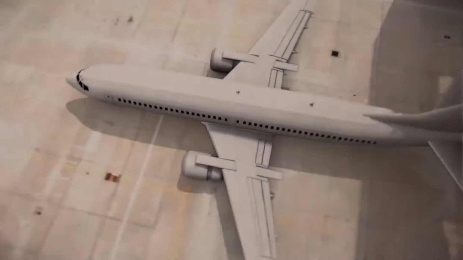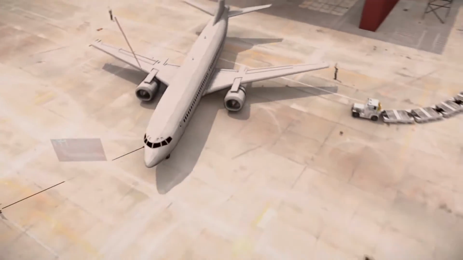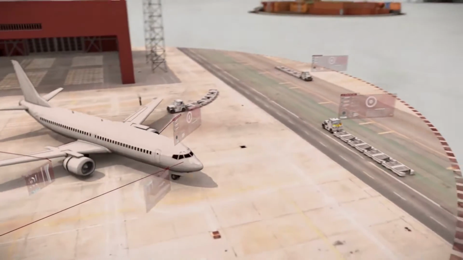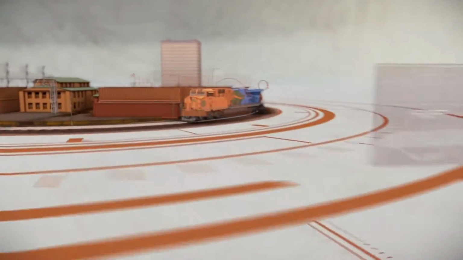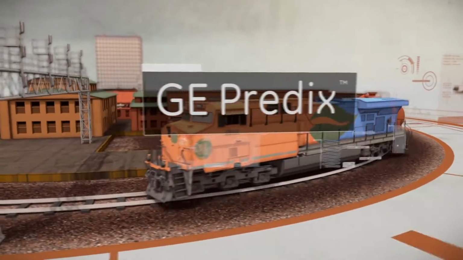The industrial internet is here. Brilliant machines are talking, listening, and responding. They're using big data and analytics to drive industrial efficiency and productivity. What makes it all work together?